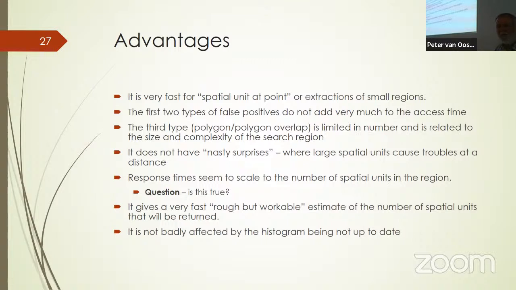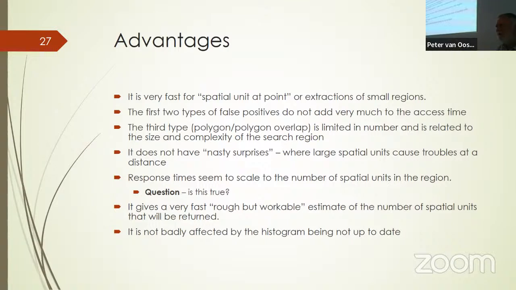And the third one, the nice thing about it, is that it's related to the number of spatial units you're probably going to return. You're never going to get one of these situations where I'm looking at this region because I want this large spatial unit here, but I've caught the city of Townsville and I'm going to get all of those in and remove them. There's almost a proportionality between the total number of false positives and the total number of real positives, which is very nice. It seems to scale very well according to the number of spatial units in the region. It would be very nice to do some research on it to find out if that's true.